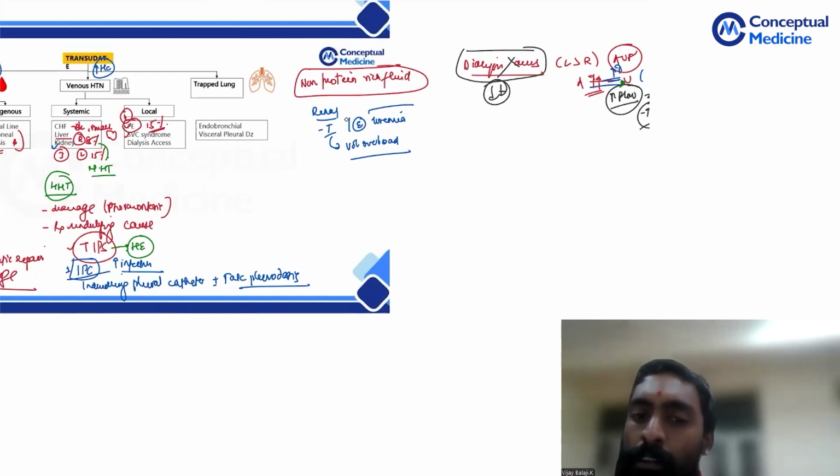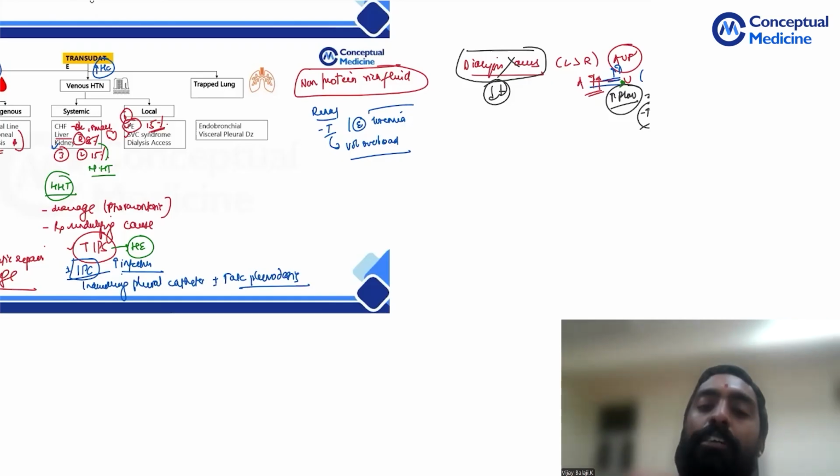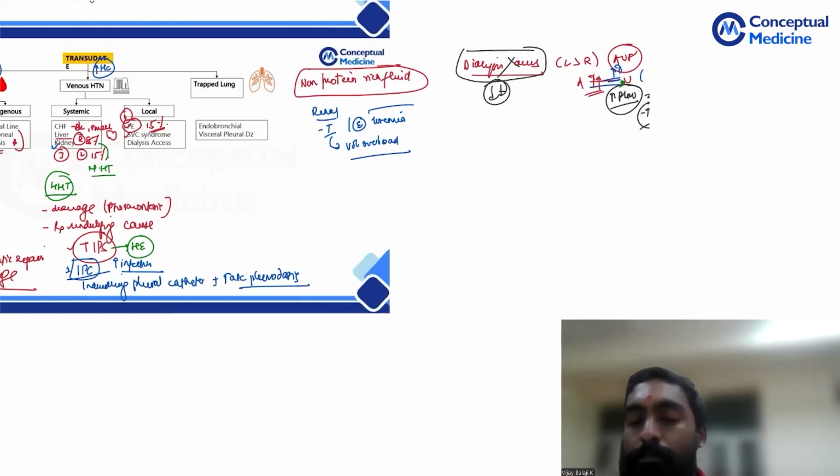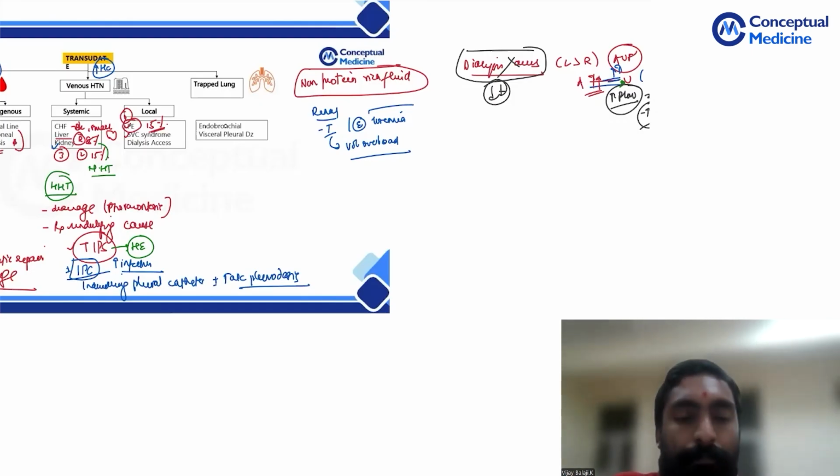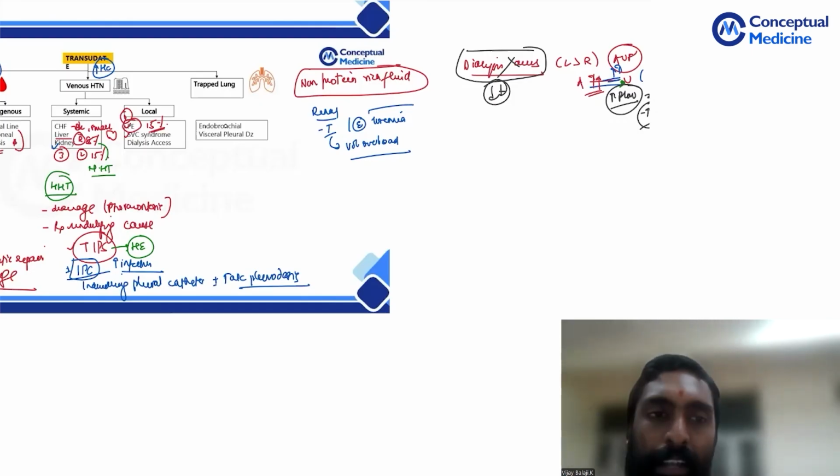So apart from that, you have your dialysis access related catheter. Then you have trapped lung physiology. What is trapped lung physiology? Let us say you have a lung, and in this lung there is an endobronchial disease. If there is an obstruction endobronchially, it will not allow the lung to expand completely. Then there is going to be an accumulation of fluid in the pleural space because of the pressure gradient. That is one way. Or you can get a visceral pleural disease, wherein there is pleural thickening and pleural peel formation. When that occurs, that also can cause an effusion.